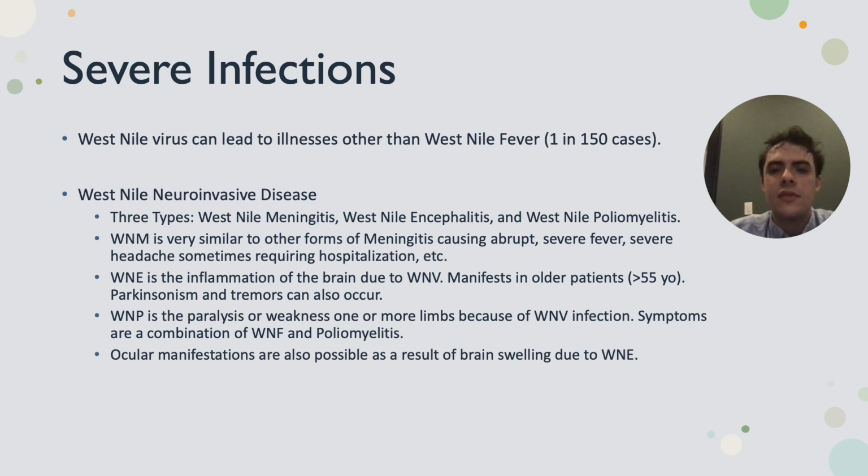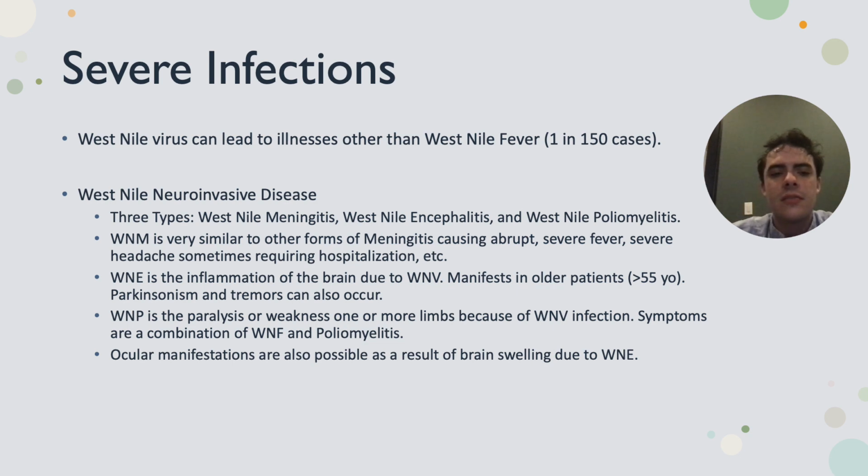The last neuroinvasive disease that I think we should talk about is called West Nile poliomyelitis, and this is not to be confused with the infection from poliovirus, but again, this is just symptoms that are similar to that disease. So this is again going to be paralysis or weakness in one or more limbs, and it is all due to infection by West Nile virus. Symptoms are going to be a combination of poliomyelitis and West Nile fever. So fever is accompanied with the paralysis.